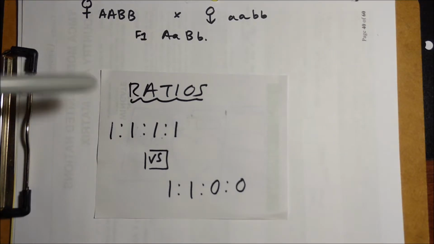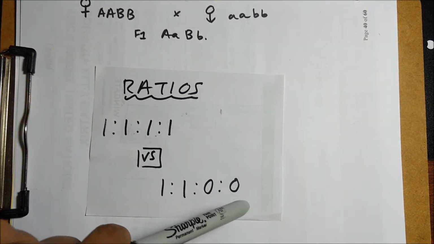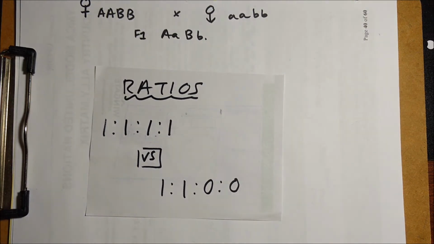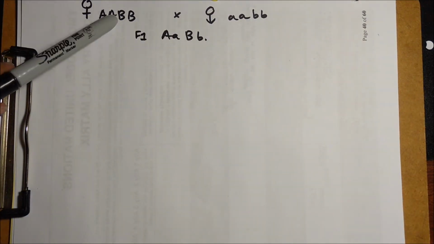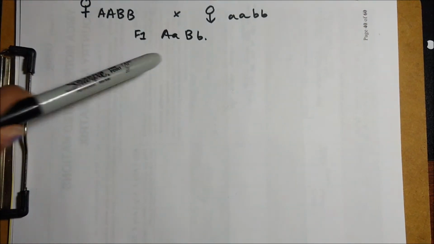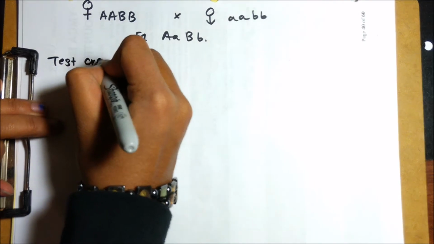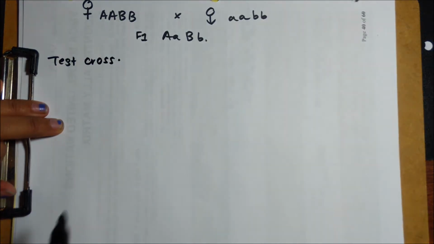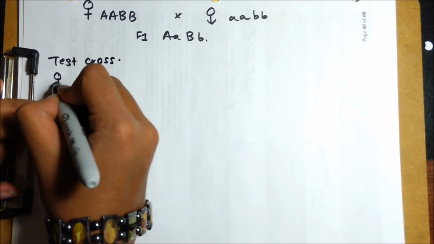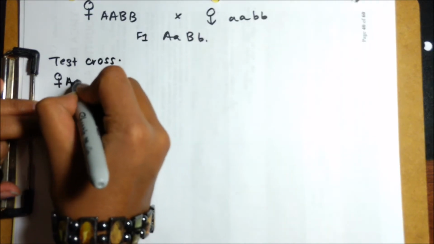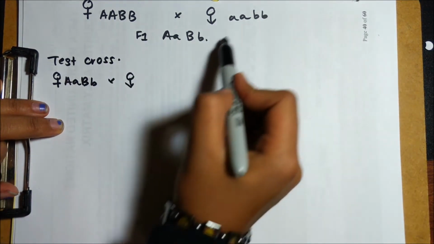Now, I'm sure you've always heard of the ratios 1 to 1 to 1 to 1 and 1 to 1 to 0 to 0, but where do these actually come from? So let's go back to our original parental and F1 generation, and let's say we're doing a test cross. And we're doing the F1 female, which is this, and let's mate it with the original parent.